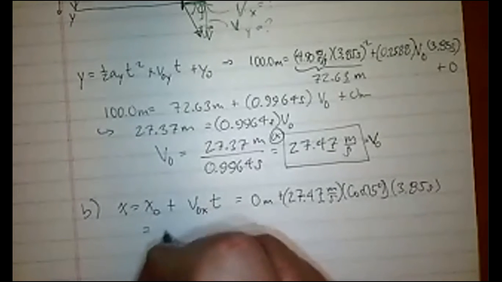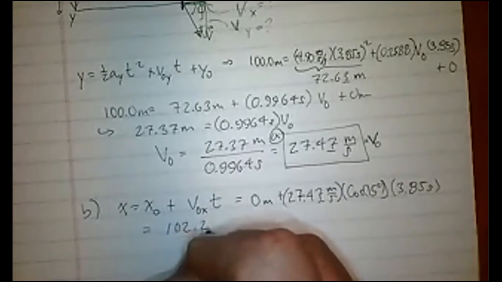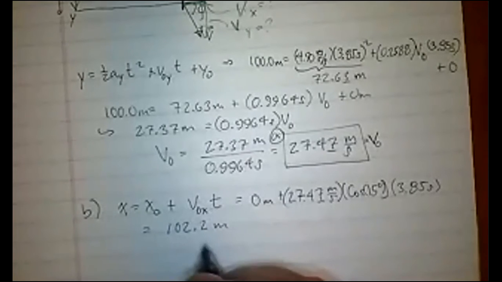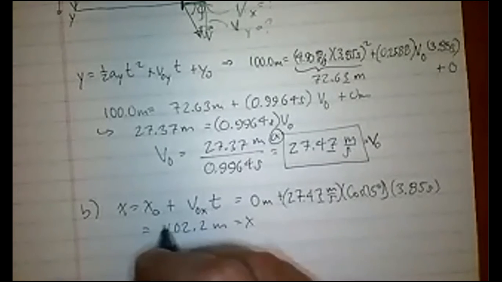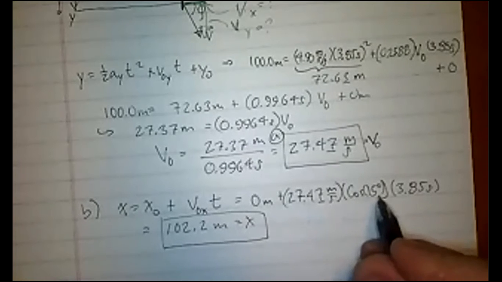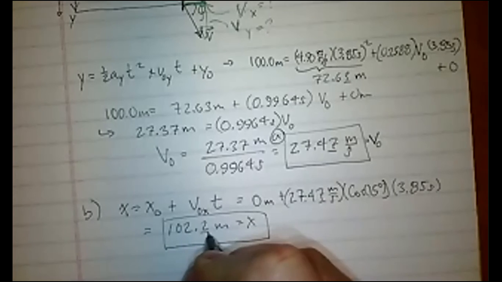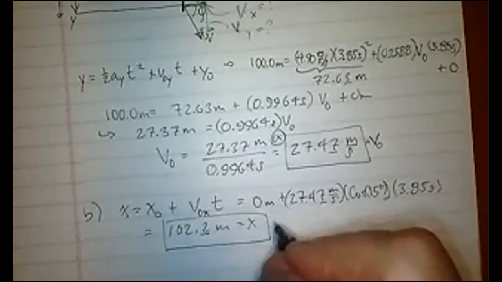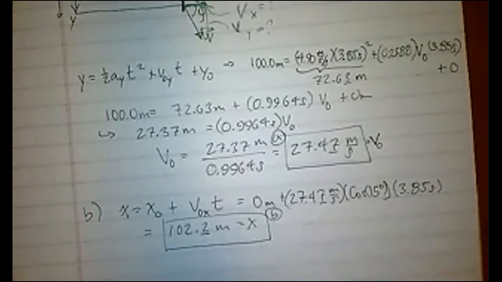So this is 102.2 meters. That's X, and this is part B. And in fact, I was multiplying 3 sig figs by 15.0, so that's 3 sig figs, and that's 3 sig figs. So that's one extra digit there, and that's the answer to part B.